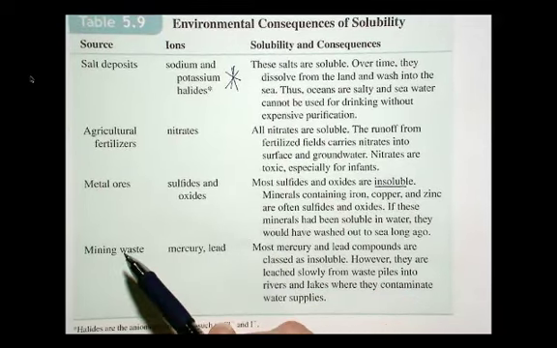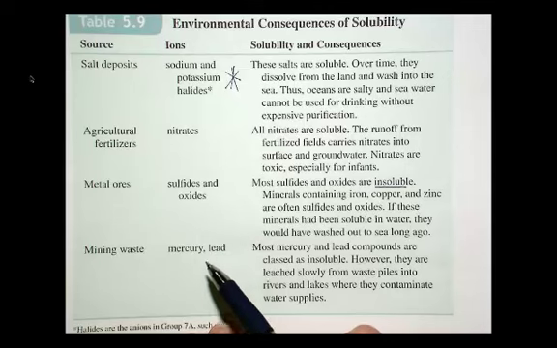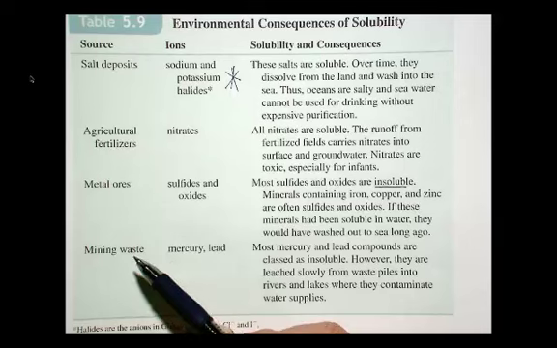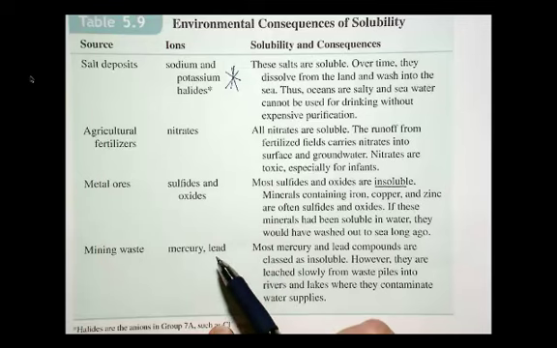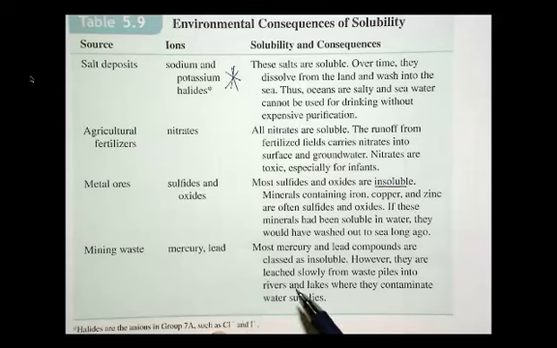And then mining waste, after certain elements have been mined, there's waste, especially from the coal industry, and that would be lead and mercury. They're mostly insoluble, but over time they will leach slowly because the solubility is low. So it's not like it's going to dissolve 100% right away, but over time they will leach into the rivers and lakes and be able to contaminate the water supplies.